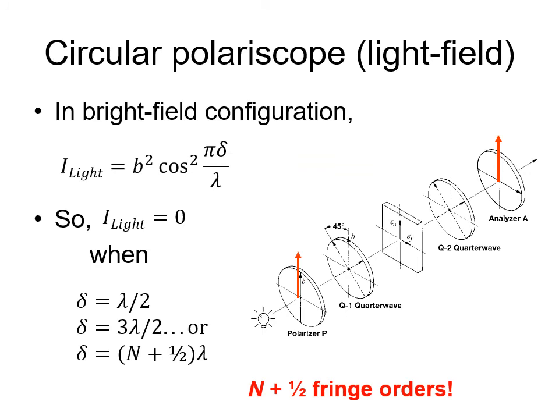So now that we've taken the time to go through and look at the dark field configuration, next let's look at the bright field configuration, where I sub light is equal to the expression b squared times cosine squared of pi delta over our lambda term. So I sub light is equal to 0 when delta is equal to lambda over 2, 3 lambda over 2, or n plus 1/2 lambda, where n is our fringe order.